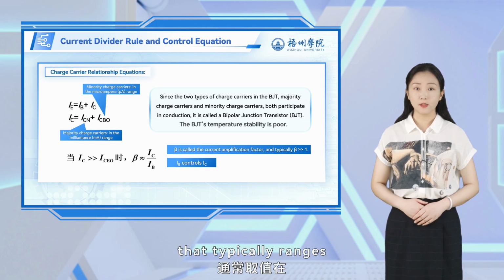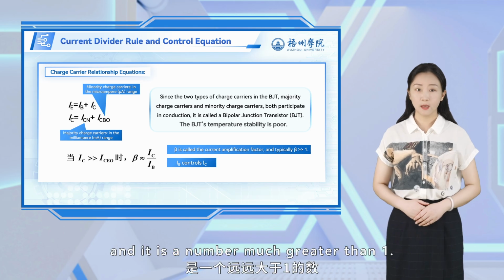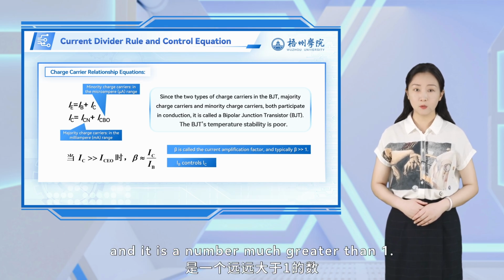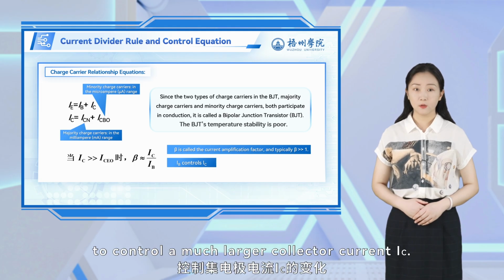It is a parameter that typically ranges from several tens to several hundreds, and it is a number much greater than 1. This shows that the bipolar junction transistor uses a small base current IB to control a much larger collector current IC.